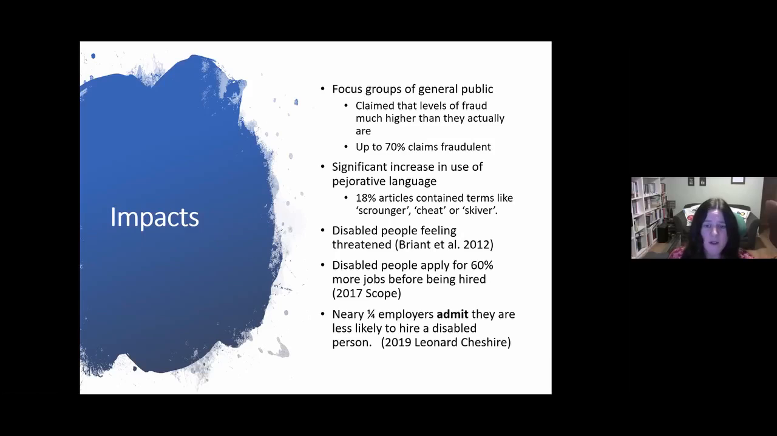The results of this coverage on disabled people were looked at, and they found that disabled people were feeling increasingly threatened, unsurprisingly. Just to note that disabled people were being labelled as scroungers and cheats in the context where research by Scope showed that disabled people apply for 60% more jobs before being hired than non-disabled people. And in the context of research by the Leonard Cheshire Foundation, which found that nearly a quarter of all employers admit that they're less likely to employ a disabled person even where they have the same skills as their non-disabled co-applicants. So the context is hugely important, and yet it's missing from many of these articles.